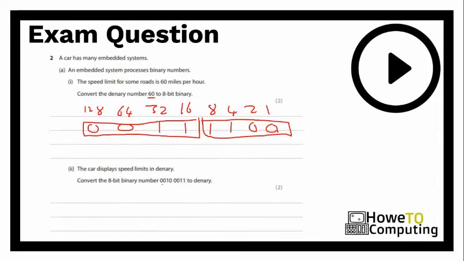The next one is to convert this to denary, so the same again: 1, 2, 4, 8, 16, 32. So we've got 32 plus 2 plus 1, which equals 35. So the answer to that question is 35.